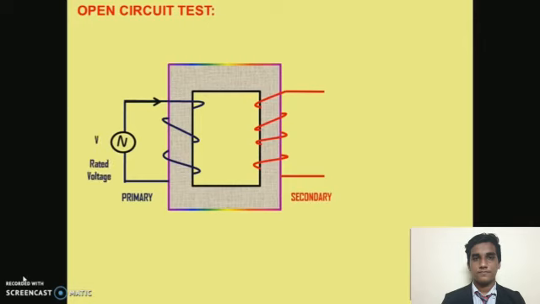So what is rated voltage? If the transformer is given as 230 by 115 volts, it means 230 volt is the rating of the primary winding and 115 volt is the rating of the secondary winding. So we are applying rated voltage on the primary side.